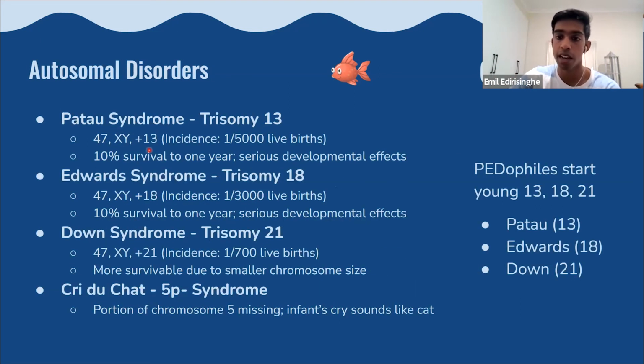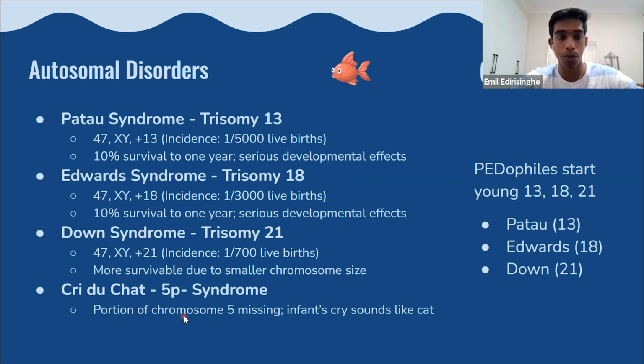So a nice way to, I guess, maybe not nice, but a way to remember the order of the chromosomes is this quick phrase: pedophiles start young, 13, 18, 21. So you have Patau, which is trisomy 13, Edwards, trisomy 18, and Down's syndrome, which is trisomy 21.